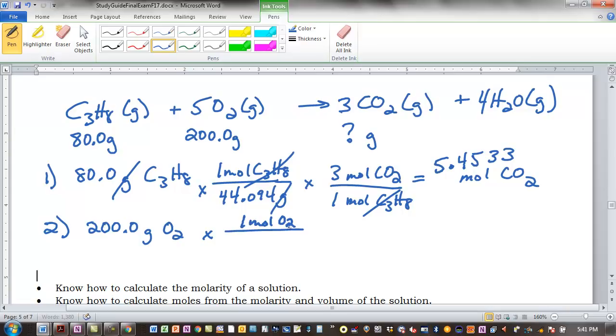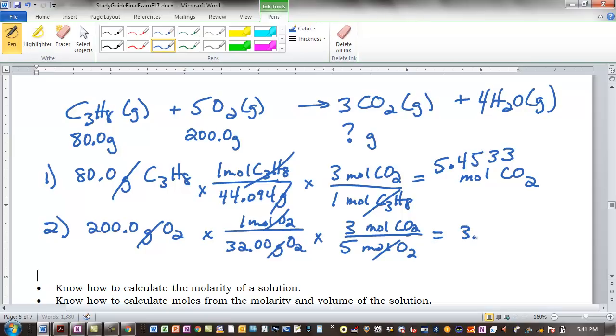Okay, again, first thought, if you don't have moles to start, get to moles. It is O2, so you have to take oxygen times 2, so 16 times 2. That gets us to moles of oxygen. And what's the mole ratio to CO2? 3 to what? 3 to 5. Moles O2 cancel. And this comes out to 3.7500.